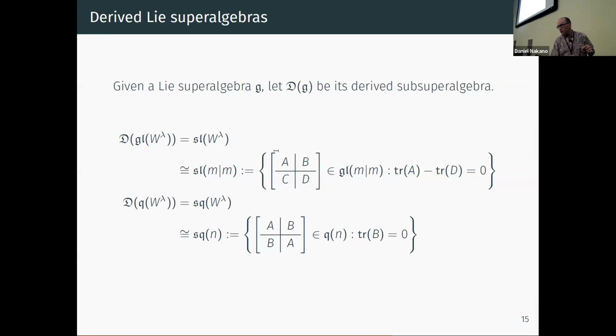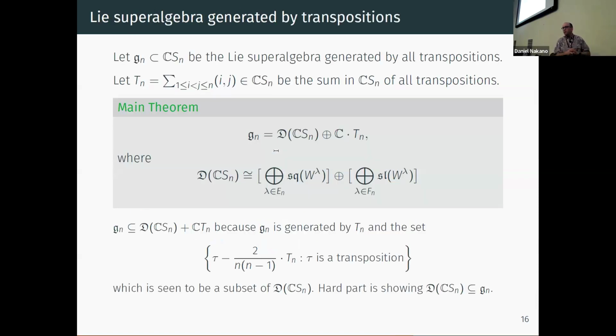And so the main theorem that John and I calculated is this. Let G sub n be the subalgebra generated by all transpositions inside the group algebra of the symmetric group, and let T sub n be the sum of all the transpositions. That's an odd homogeneous element. It turns out that the subalgebra generated by the transpositions is the full derived algebra of the original group ring, direct sum with the space spanned by that operator T. So it's a sum of copies of these SQs and these SLs plus this extra odd operator.